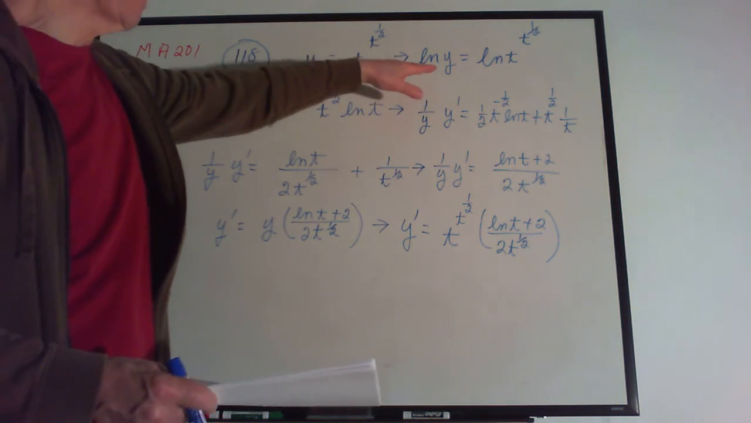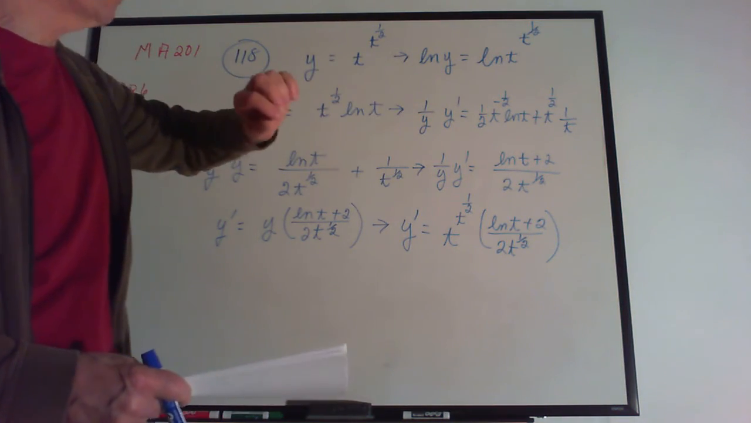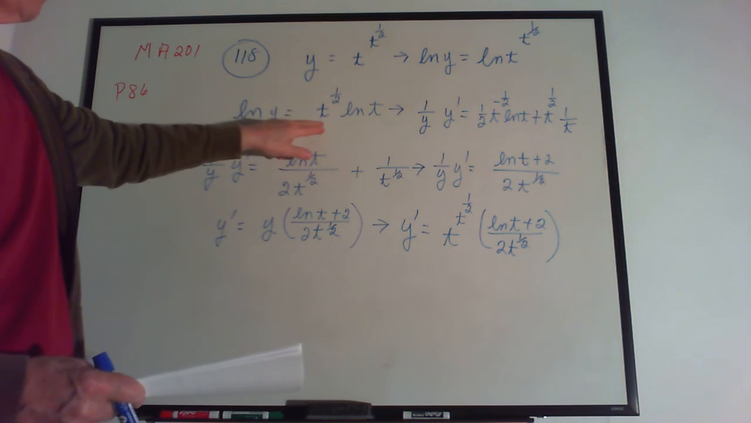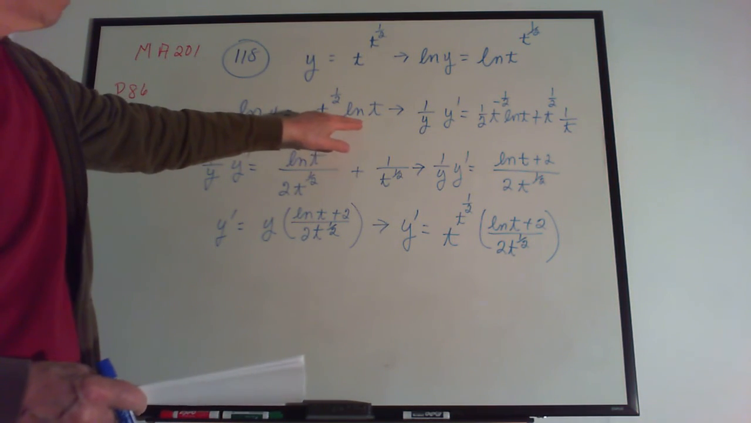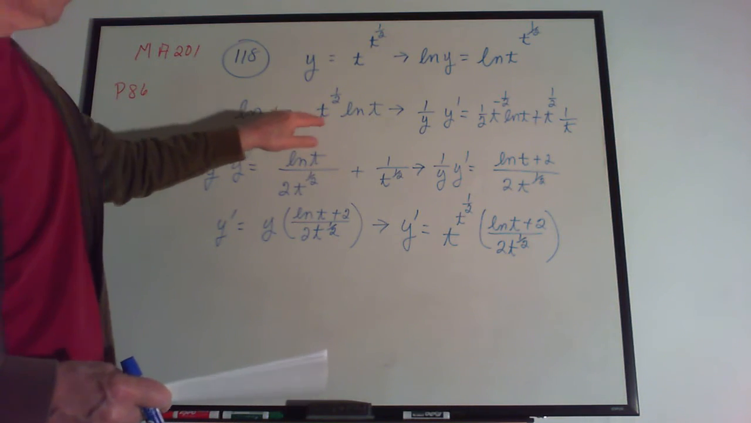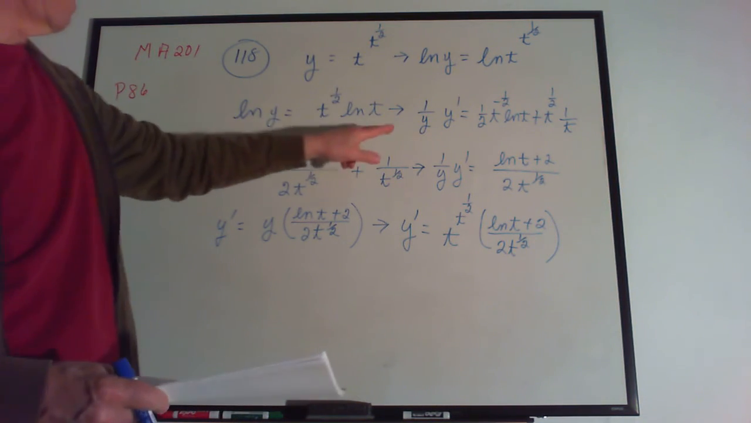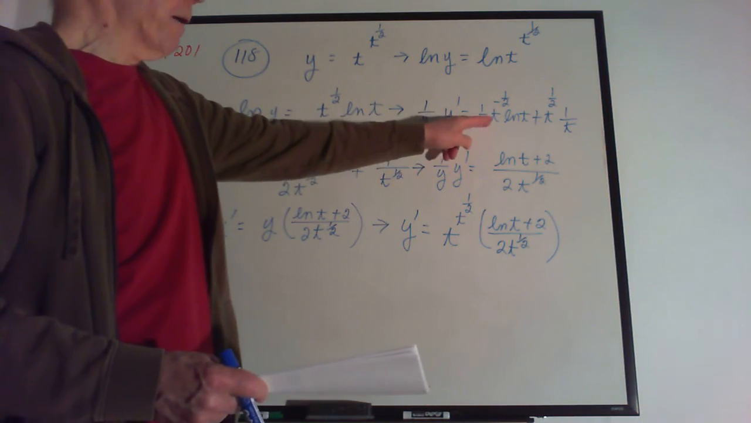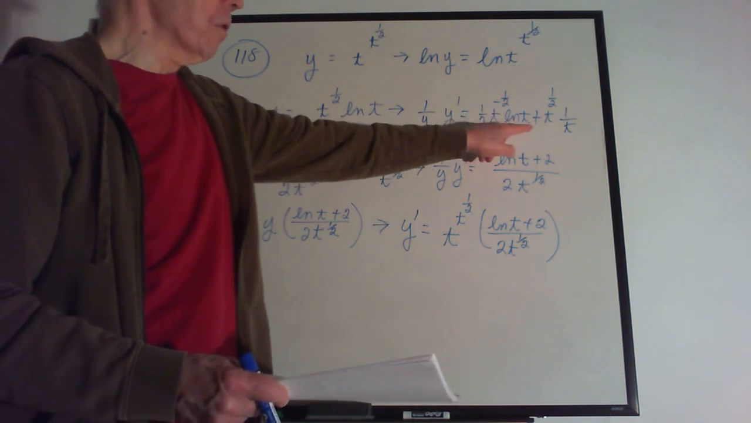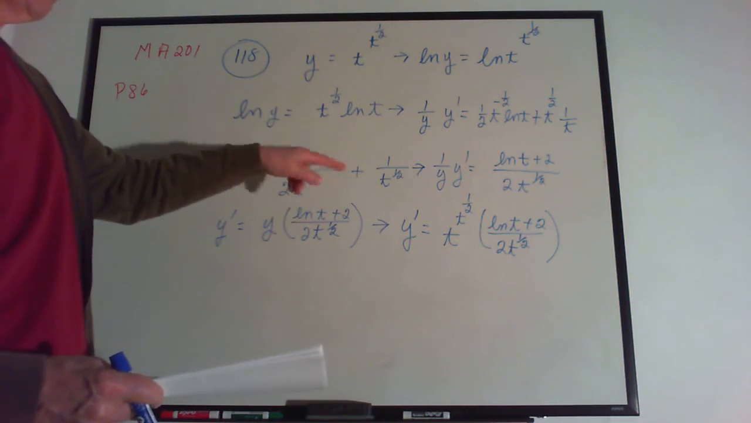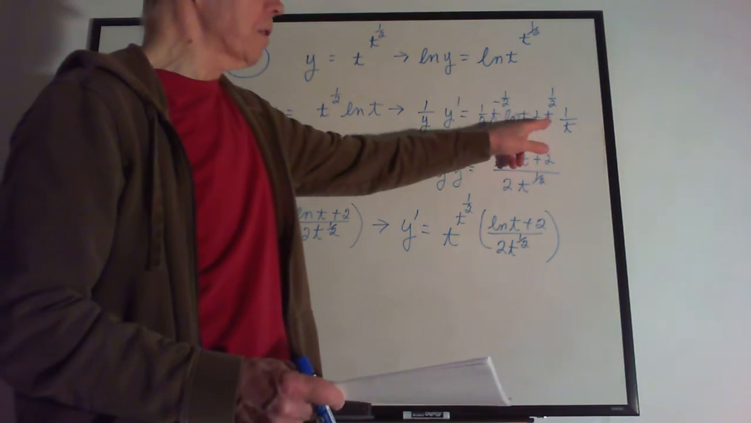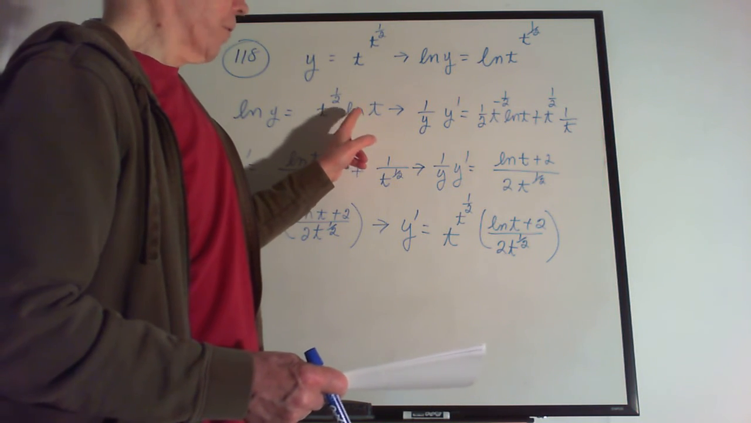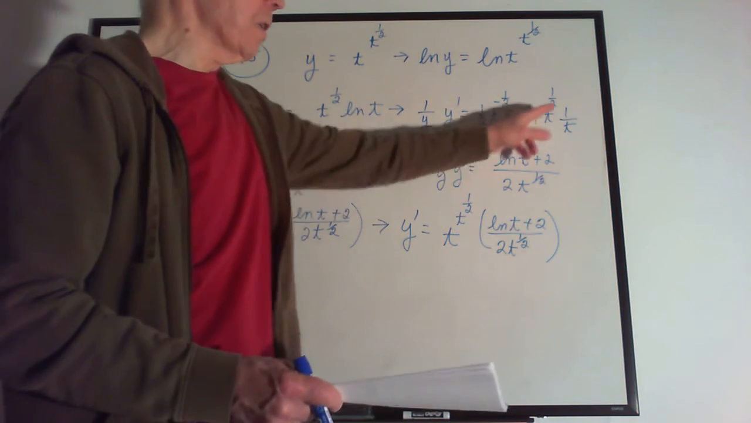The best way of doing it is taking the natural log of both sides. When you do that, this exponent of t to the 1/2 becomes a coefficient. Now you can take the derivative of this, which is 1 over y, derivative of y, equals 1/2 t to the negative 1/2 natural log of t, taking the product rule, plus t to the 1/2, and the derivative of natural log of t is 1 over t.